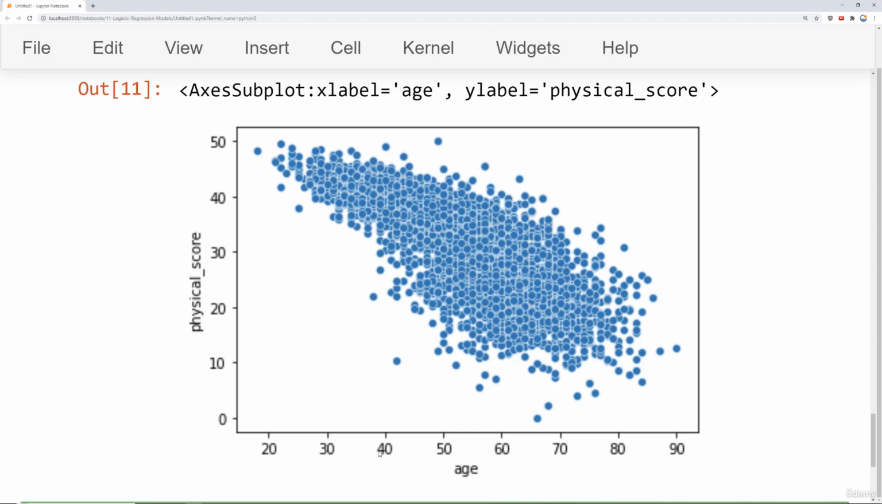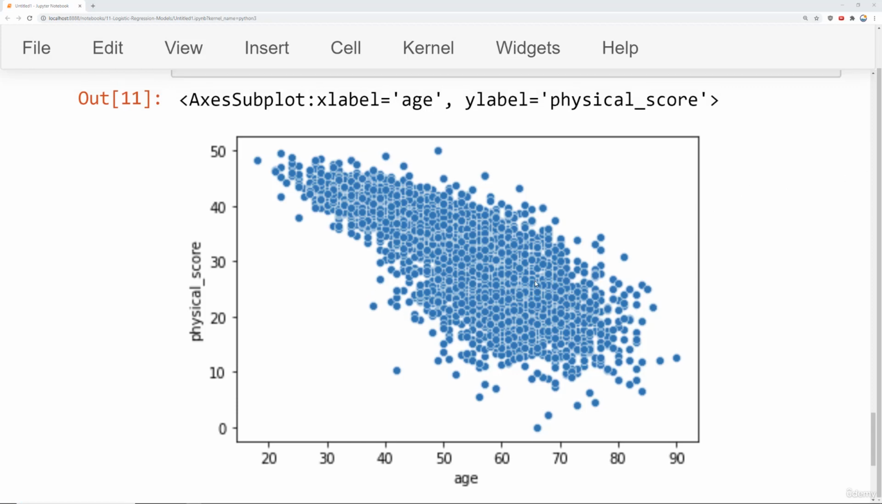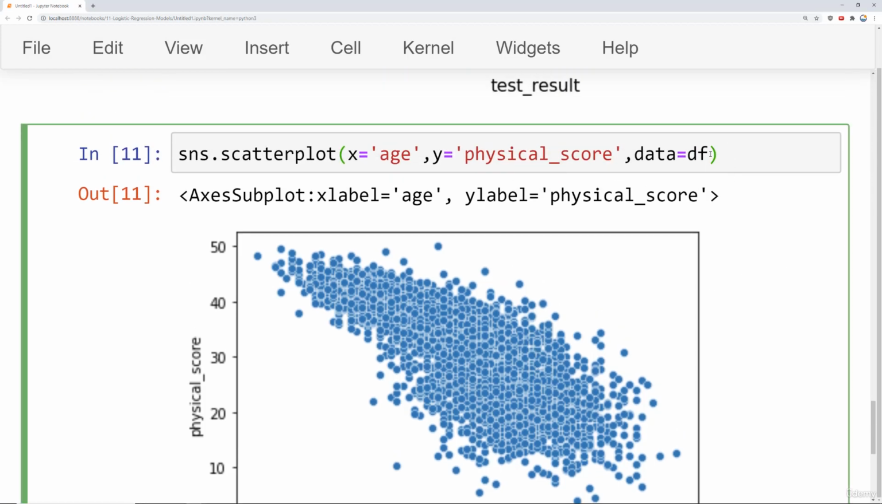We see that as your age increases, your physical score tends to go down. So kind of obviously a linear relationship here. There's definitely some noise, but the trend is very clear. The younger people tend to have a very high physical score, and then the older you get, you tend to have a lower physical score. And what you can actually do is then visualize this with the test result. So you can add a hue. So we can say hue is equal to test result.